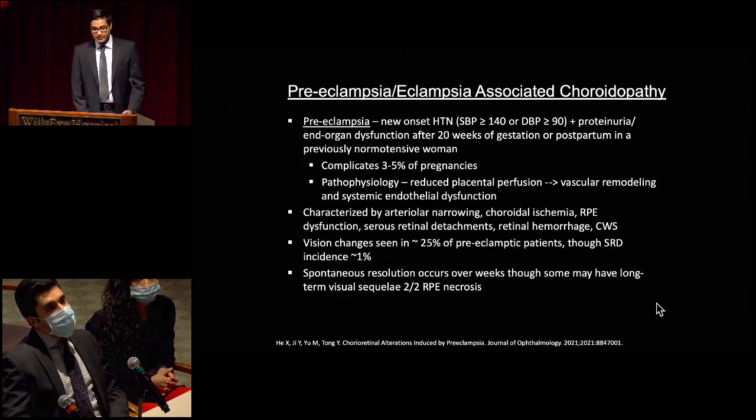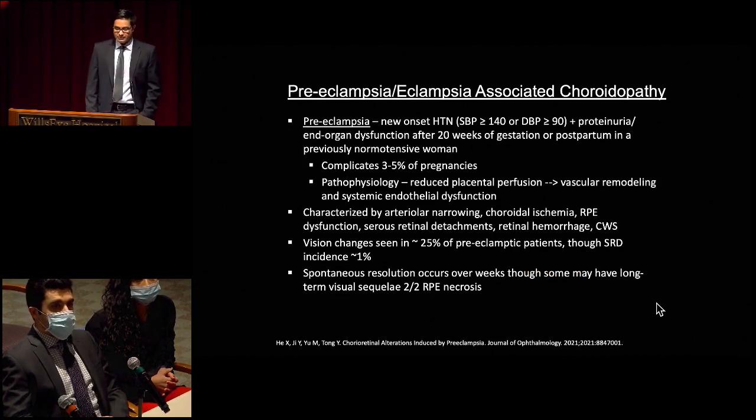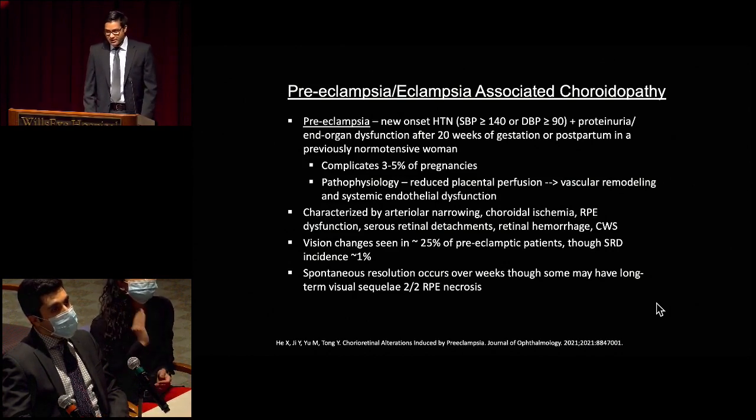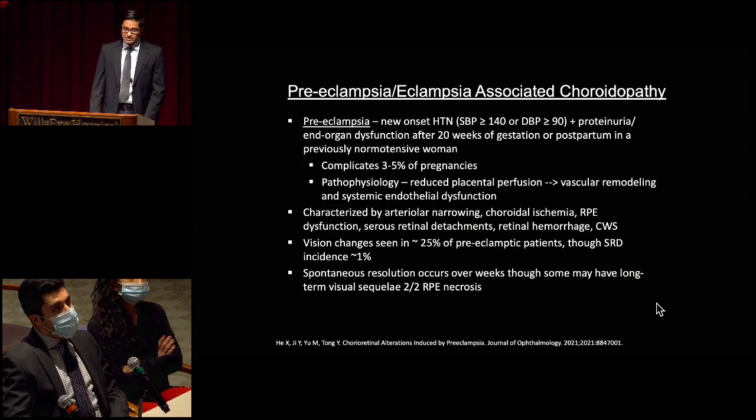So preeclampsia and eclampsia can cause associated choroidopathy and retinopathy. Preeclampsia itself is an obstetric complication defined as new onset hypertension and proteinuria with or without other evidence of end organ dysfunction occurring after 20 weeks gestation or postpartum in a previously normotensive woman. It's estimated to complicate around 3 to 5% of pregnancies, and the exact pathophysiology is not entirely understood, but it's postulated to be related to abnormal placentation resulting in chronic placental ischemia with the release of systemic factors causing global endothelial dysfunction and arterial spasm.